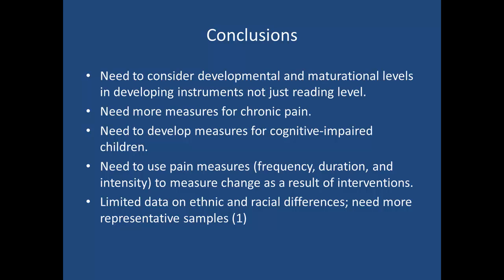So the conclusions of that particular review by the panel were that we need to consider developmental and maturational levels in developing instruments, and not just reading levels. We need more measures for chronic pain in general. We need to develop measures for cognitively impaired children. We need to use pain measures, frequency, duration, and intensity to measure change as a result of interventions. And we have limited data on ethnic and racial differences, which calls for the need for more representative samples.